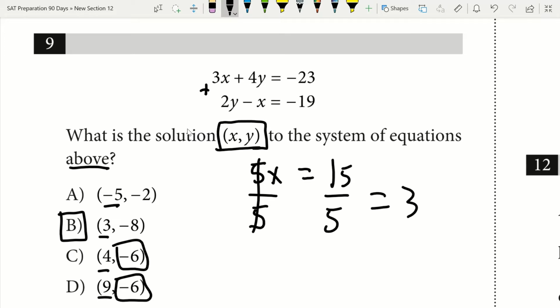I'm going to look to add or subtract my bottom equation from my top equation in order to get rid of one of my variables and solve for the other variable. And then by solving for that other variable, if I'm smart about it, oftentimes I'll be able to get my correct answer choice without even solving for the other one.